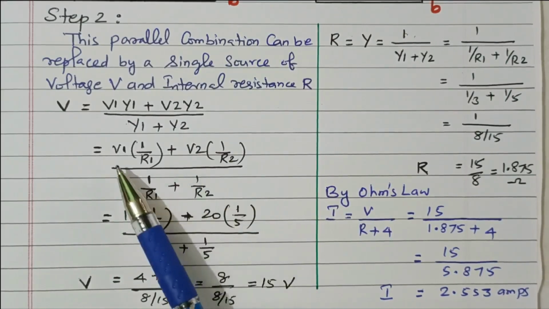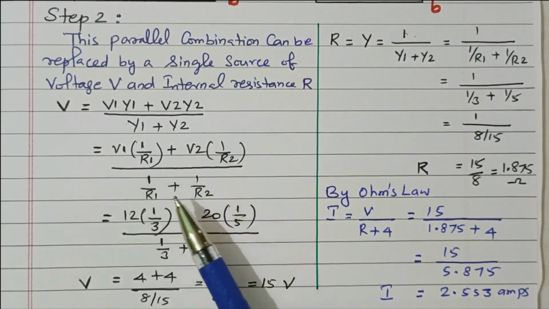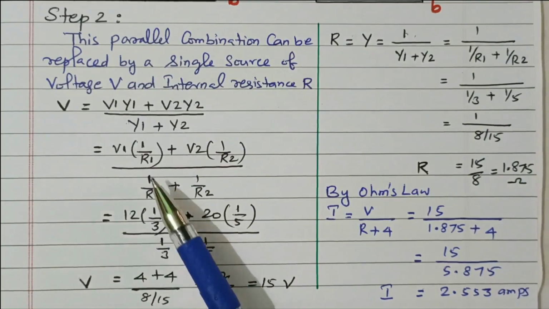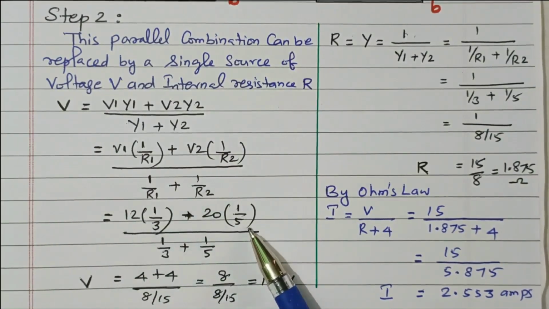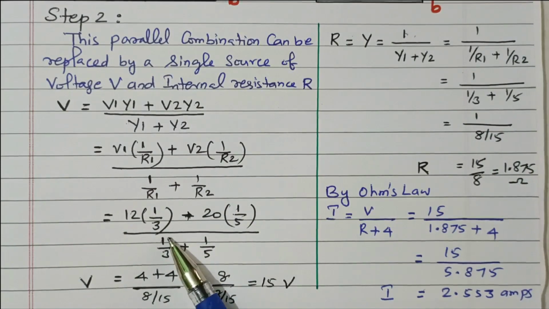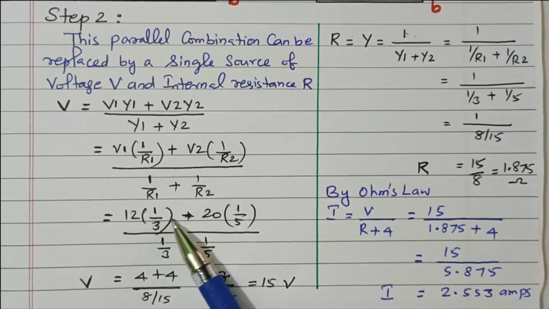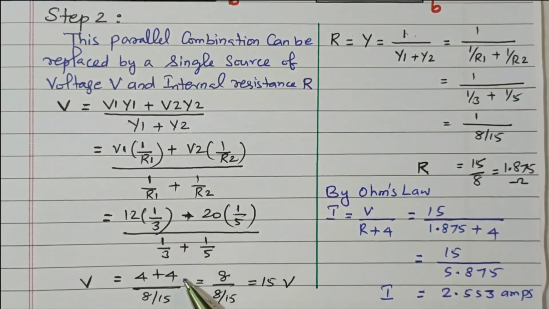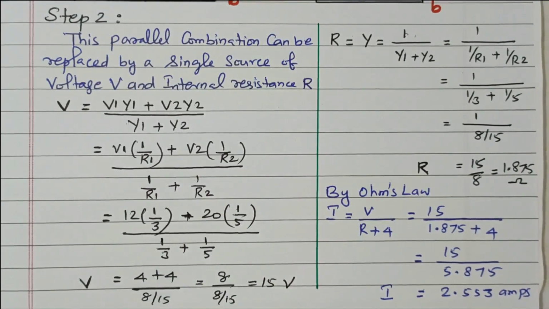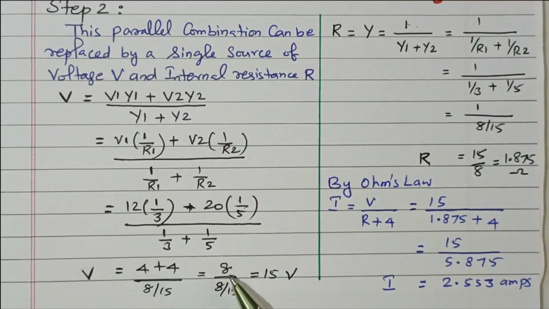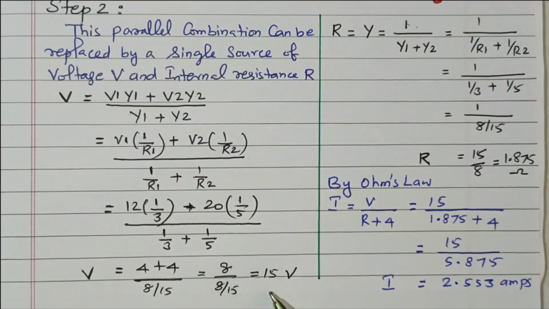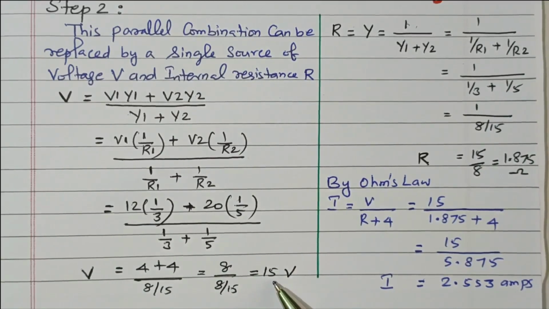Now all the values are available: V1, V2, R1, R2. The first voltage source and the second voltage source. V1 is 12, V2 is 20, R1 is 3 ohm, R2 is 5 ohm. That is available in the diagram. So we need to simplify this. 12 divided by 3 is 4. 20 divided by 5 is also 4. Divided by, while taking LCM, we get 8 divided by 15. So 4 plus 4 is 8, divided by 8 over 15. So 8 cancels, and 15 comes to the numerator. So after simplifying, we got a single voltage source of 15 volt.